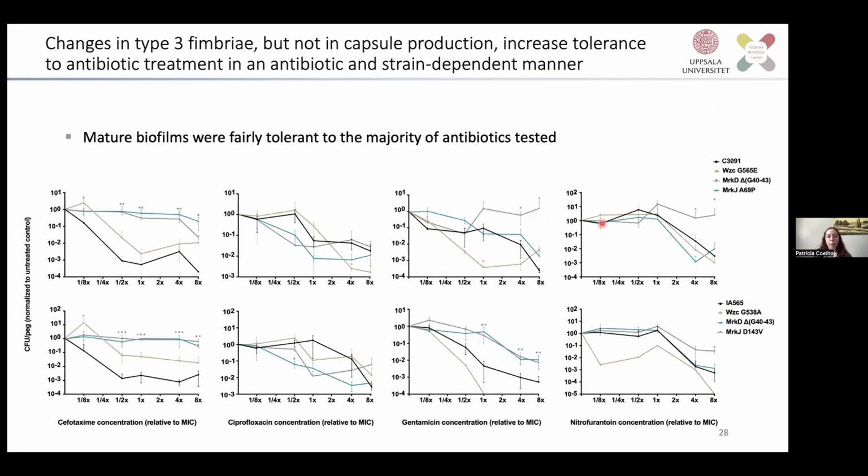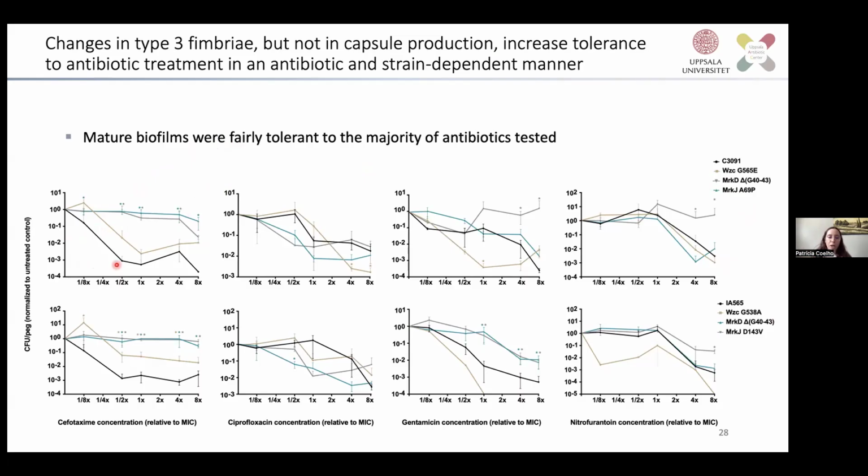But we also looked at how the biofilms behave within a range of concentrations, so from 1/8 to 8 times the MIC. And in black, we have the parental strains. In beige, we have the WZC mutants. And we have the MRKD mutants here in gray, and also the MRKG mutants in blue. So we can see that overall, the mature biofilms, so biofilms formed for 48 hours, are fairly tolerant to the majority of antibiotics tested. So at best, we could have a 2 to 3 log decrease in cell viability. And then there was like a stagnant step. So we couldn't even get lower than this.